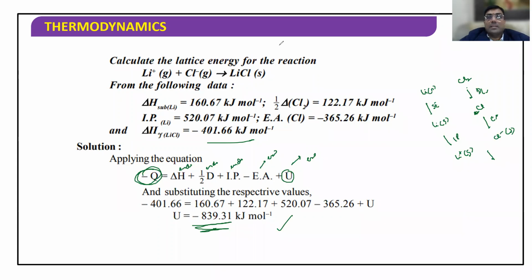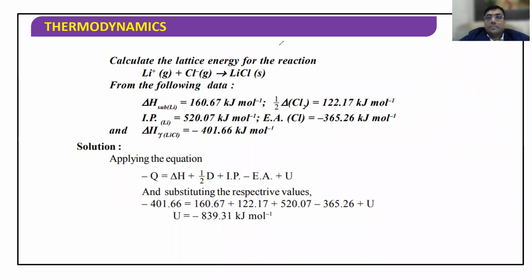Yes, this is the Born-Haber cycle. I already explained the Born-Haber cycle for you. Delta Hf is equal to sublimation energy plus IP plus EA plus dissociation energy plus lattice energy. So EA and lattice energy are exo, remaining are endo.